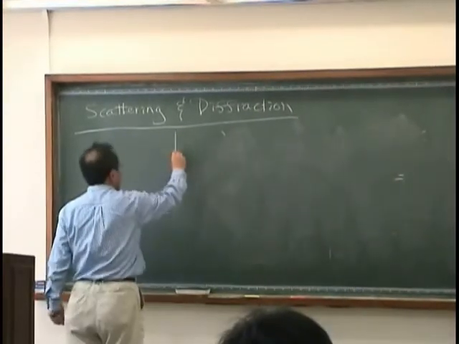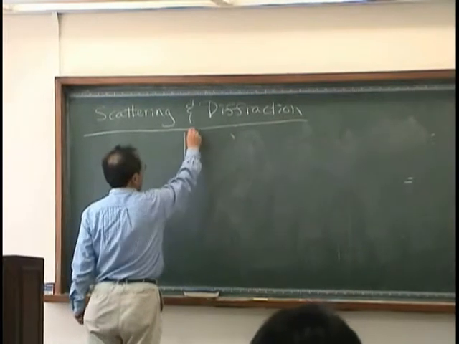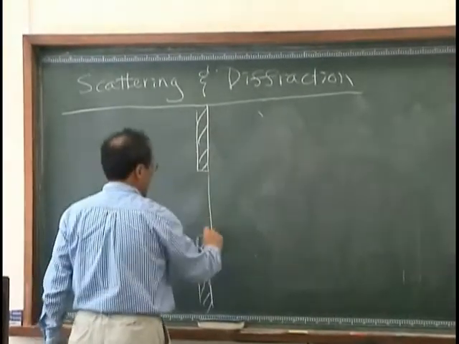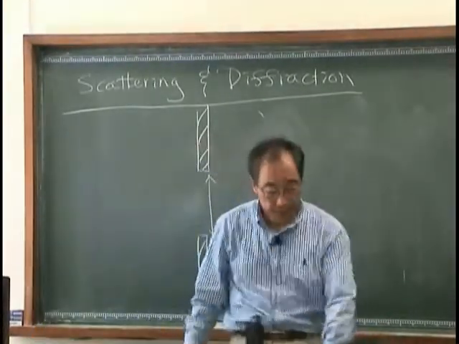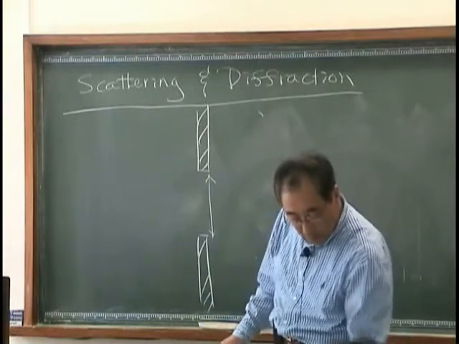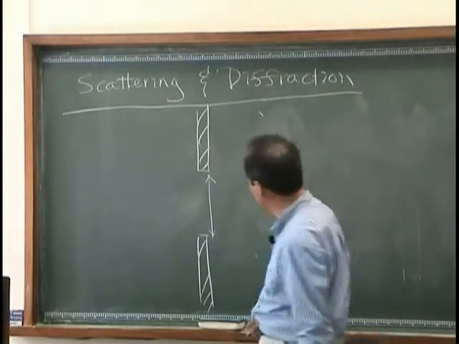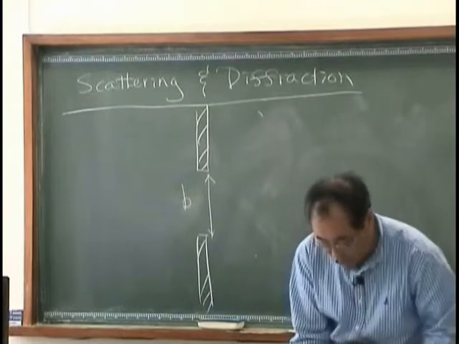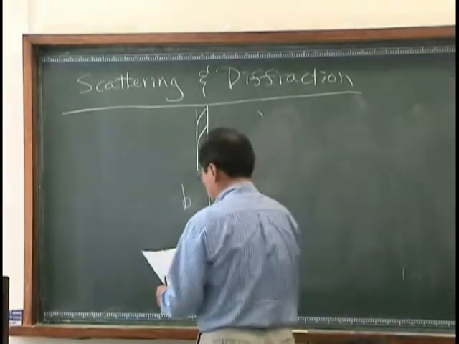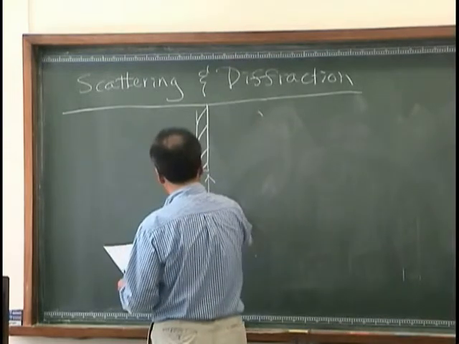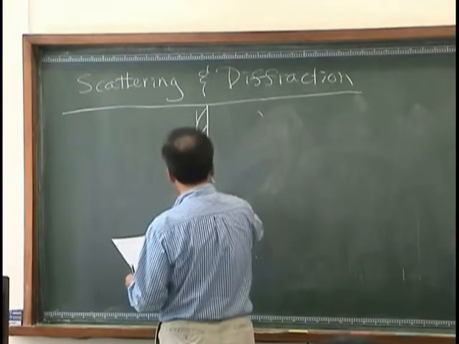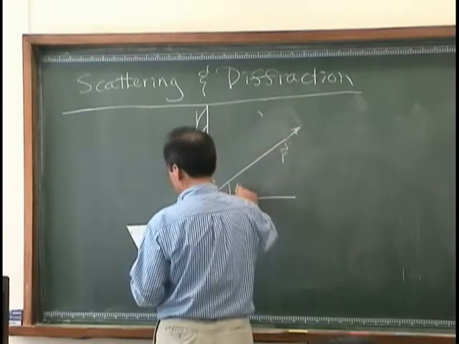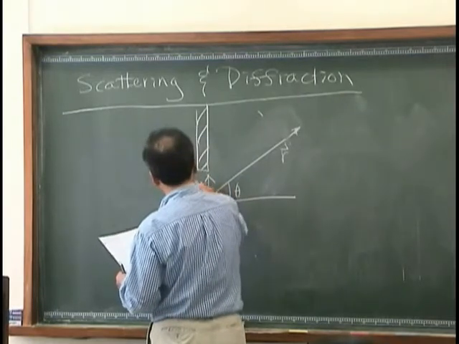Let's begin with I have a slit that has a width B, okay, and then I set up the coordinates at the center over here, and this is the R observation point, and this is theta, okay, and this is R0.